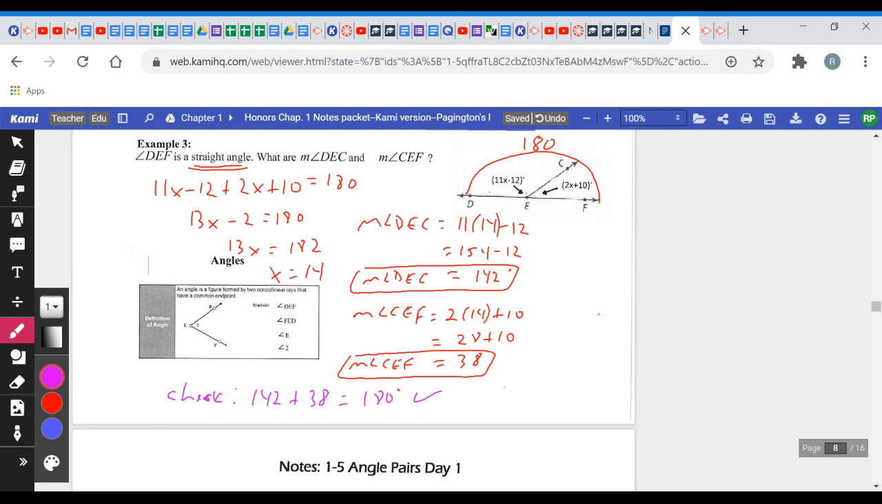Okay, so you can see I have it worked out now. I set up my true equation. I solved for x and got 14. I plugged back in and got angle DEC to be 142 degrees, angle CEF to be 38 degrees. And just to double check that I did it right, I did a quick check of adding 142 plus 38 to make sure it gave me 180. It did, so I know I'm done.